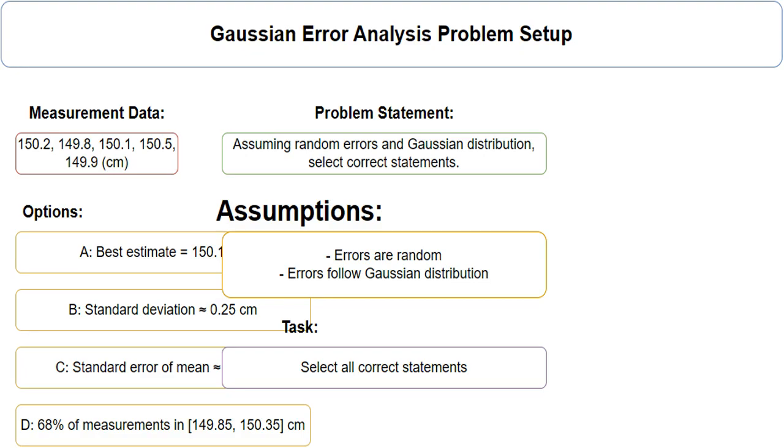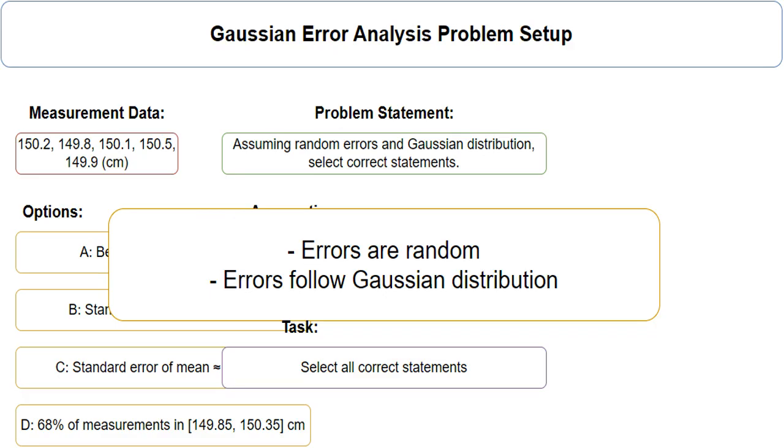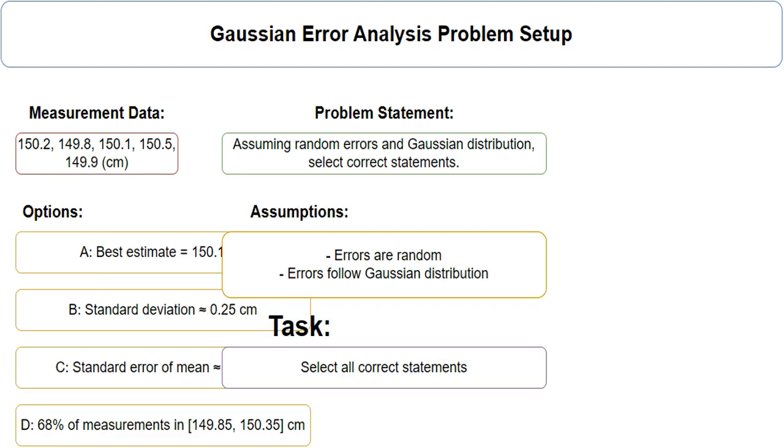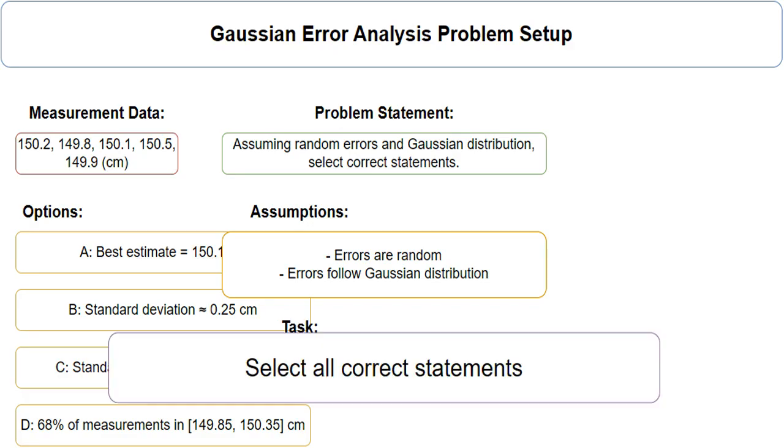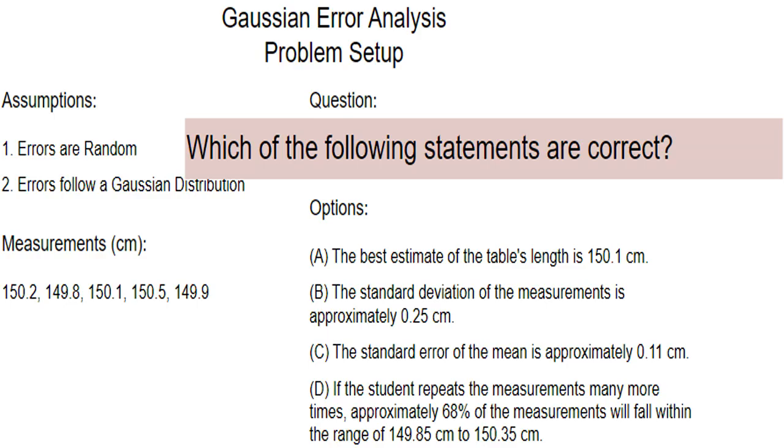Now, let's look at the underlying assumptions that are necessary for solving the problem. These assumptions are important to consider in many statistical analyses and modeling that will follow. Now, let's define the goal to find out which statements from the options are actually true. The task is to identify and select all the statements that are statistically correct based on the measurement data and the given assumptions. Now, let's find out what's being asked. This poses a question prompting the selection of correct statements related to the Gaussian distribution and error analysis based on the given measurements of a table's length.